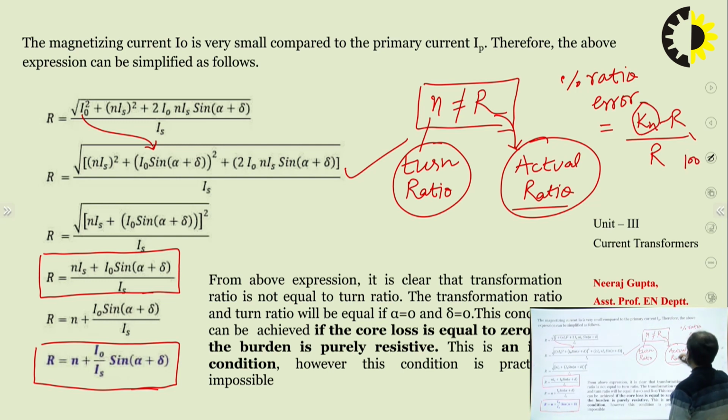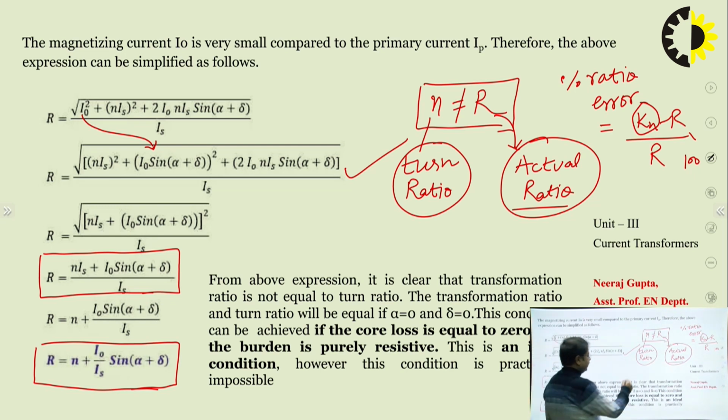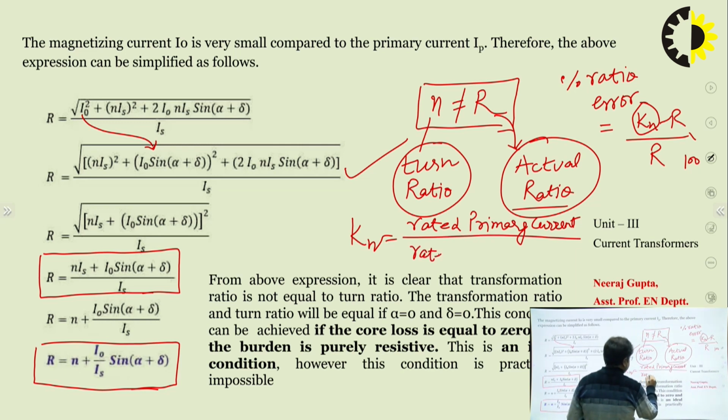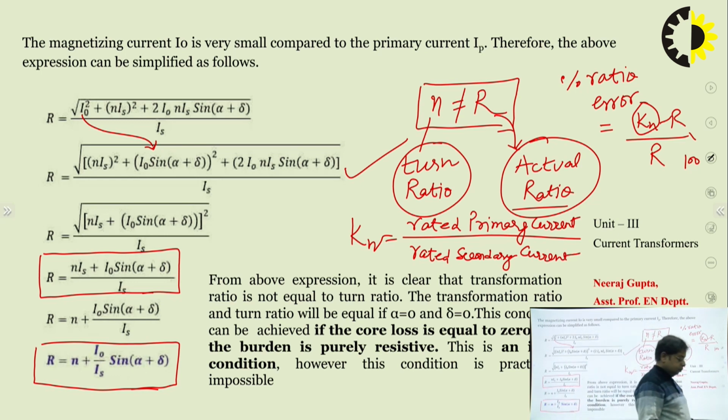Here Kn is a term that is not known to us currently. Kn is nominal ratio. Nominal ratio is what? It will be defined as Kn equals rated primary current divided by rated secondary current. The rating with which the transformer has been provided.